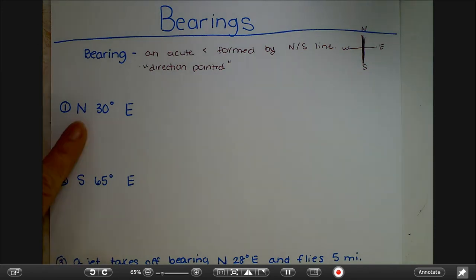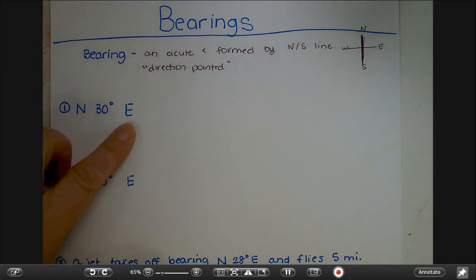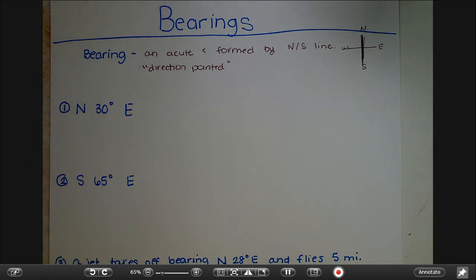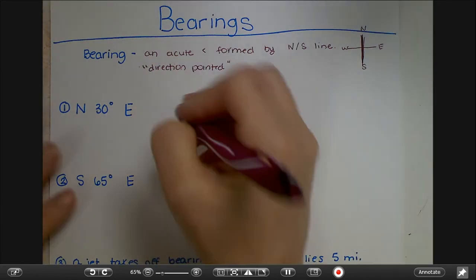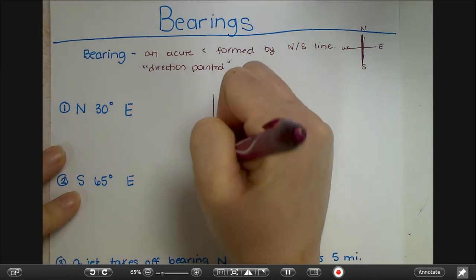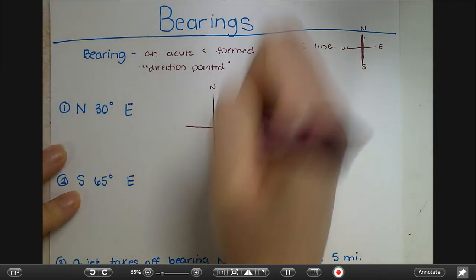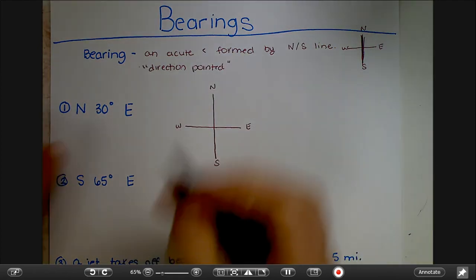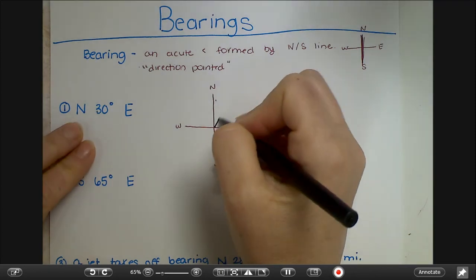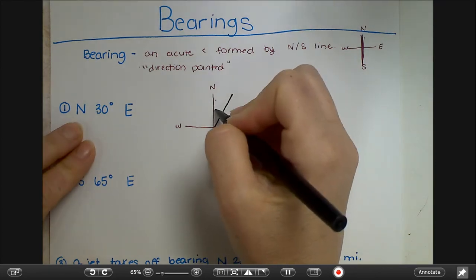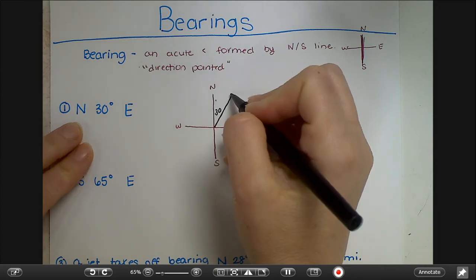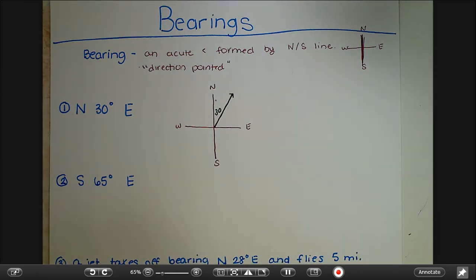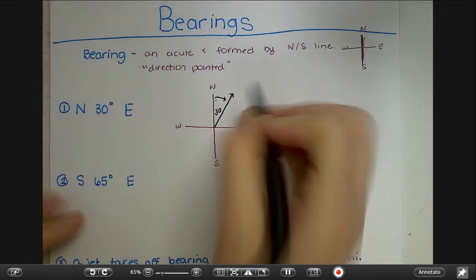So it always has north or south first, and then east or west second. And in my head, the way that I say it, I know it says north 30 east, but I say in my head 30 degrees east of north. That makes more sense to me. So if I was going to draw that, I have my north, south, east, west, and I would put 30 degrees east of north. So this is the bearing. All right. So we're looking this way, east of north.